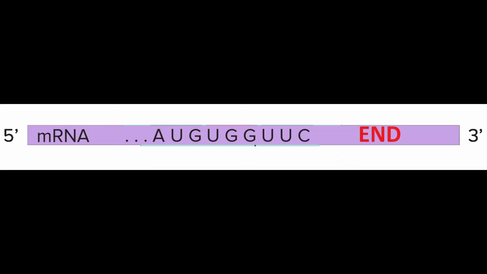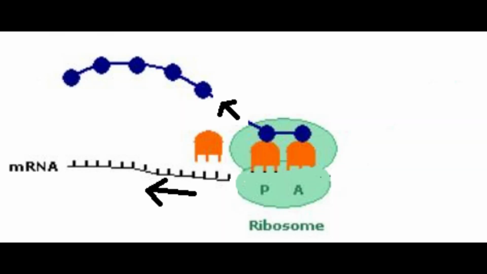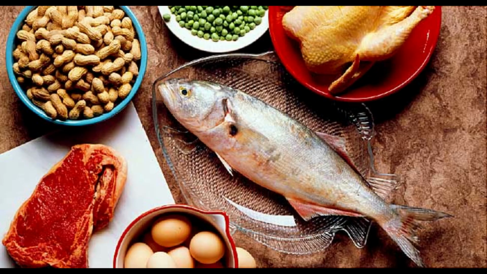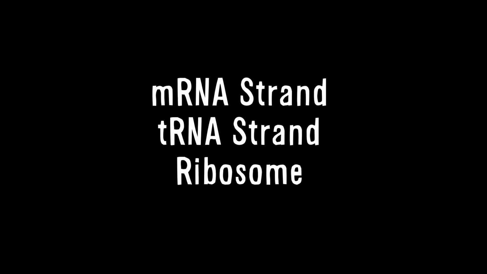Eventually though, the chain of codons must end. This is where a stop codon enters the A site. The stop codon forces the mRNA strand to be freed, as well as the chain of amino acids. And there you have it. We have created a protein thanks to an mRNA strand, a tRNA strand, and a ribosome.